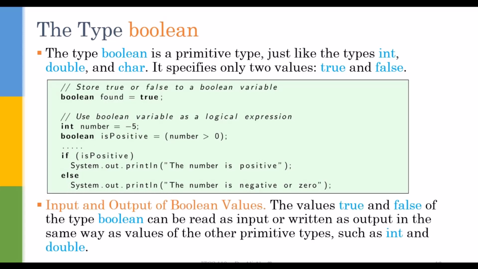If you want to read input and output, this is very rare, and it happens that nobody reads the true and false data types. But if you want to read boolean data types, then there is nextBoolean. The values true and false of the type boolean can be read as input.